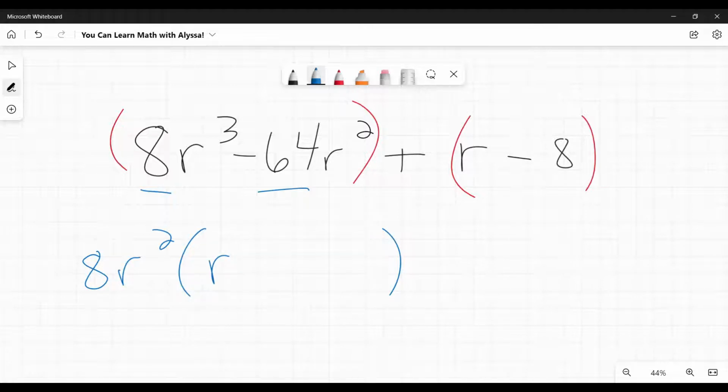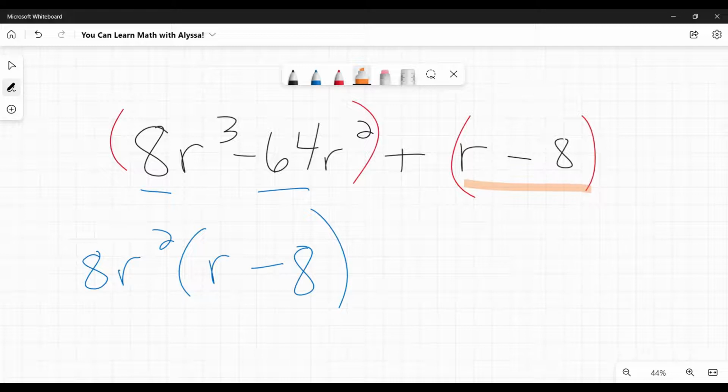Negative 64r squared divided by 8r squared. Again, I'm dividing the numbers by the numbers, the variables by the variables. So I'm dividing negative 64 by 8, which gives me negative 8. R squared divided by r squared is just 1, so I don't have to write that. Let me slide this in a little bit. Give me some more room. Okay, so I have 8r squared times r minus 8.